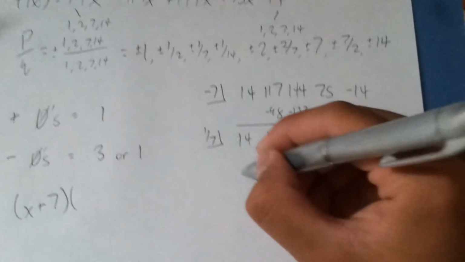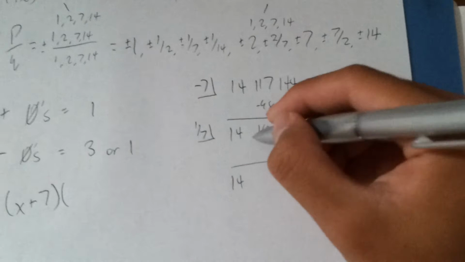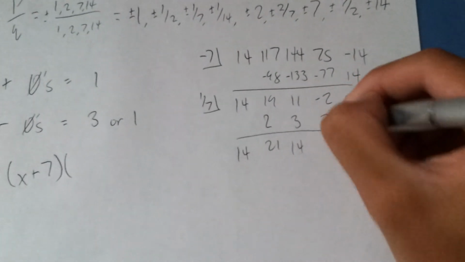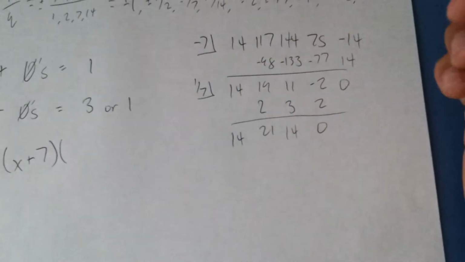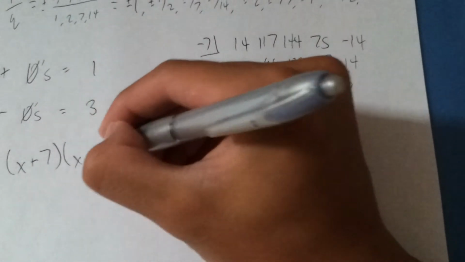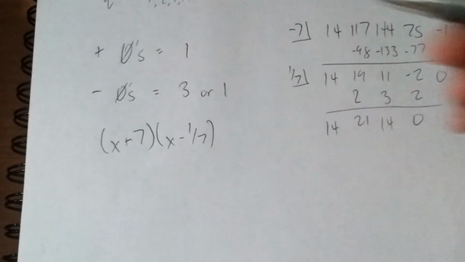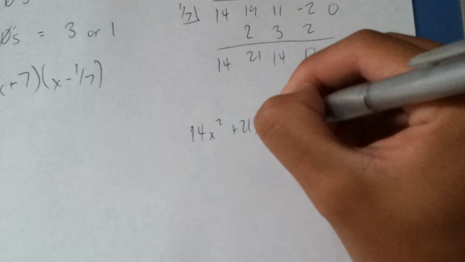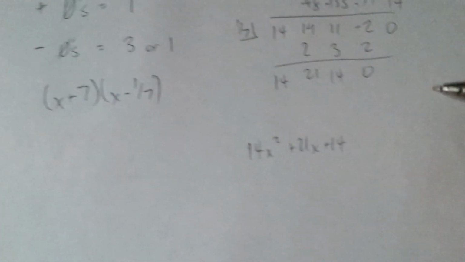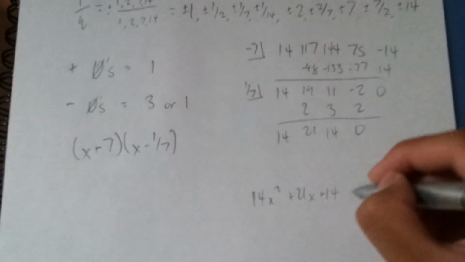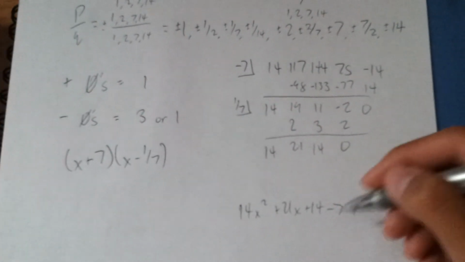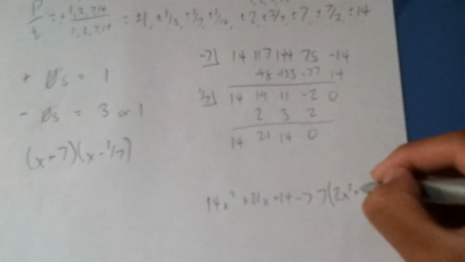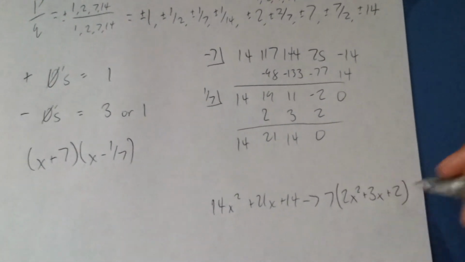Another number we could pick is 1/7. Let's do that. And look, we just found another zero. So it's going to be x minus 1/7. And then we are left with 14x squared plus 21x plus 14. But there's a common factor of 7, so we can factor that out. So this will be 7 times 2x squared plus 3x plus 2.